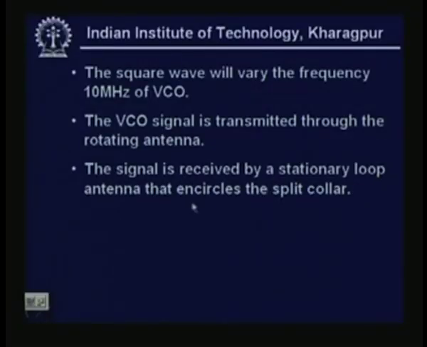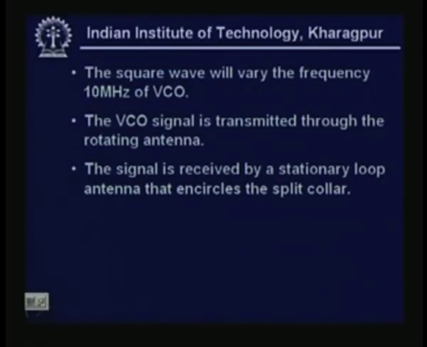Now, how will I give the power supply to the bridge next? The signal is received by the stationary loop antenna that encircles the split collar. So, there are two antennas. One is the rotating antenna, which is installed in the shaft itself, rotating at the same speed as the shaft. So, the antenna, your Wheatstone bridge, power supply, everything is rotating, and there is the stationary loop antenna. Interestingly, the same stationary loop antenna can be used both for the excitation given to the bridge as well as for taking out the unbalanced voltage. Obviously, the frequency will be different, so there is no question of overlapping.